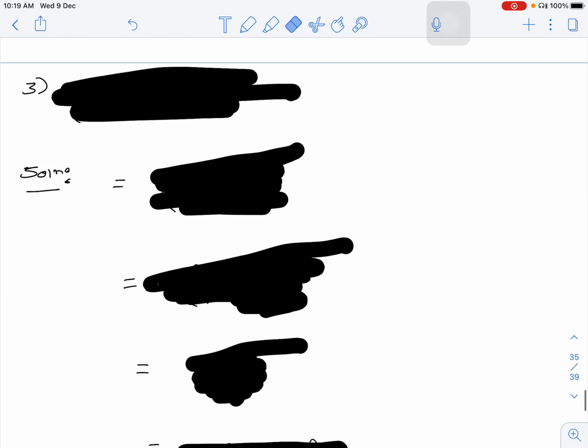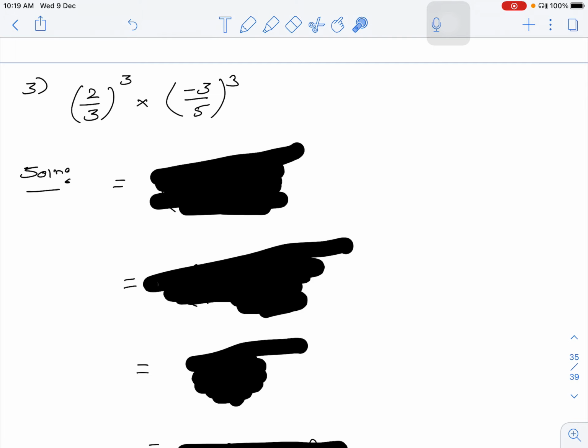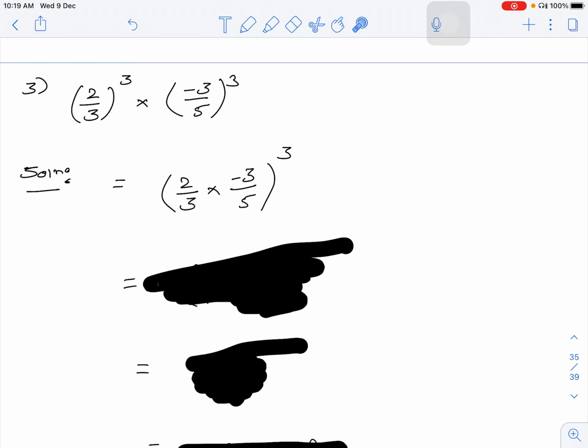Okay, now let us consider one more example. Now here again the same condition, two numbers are there with the same power and are multiplied. So what will we do? We will multiply the bases. Okay, so what do we get now?